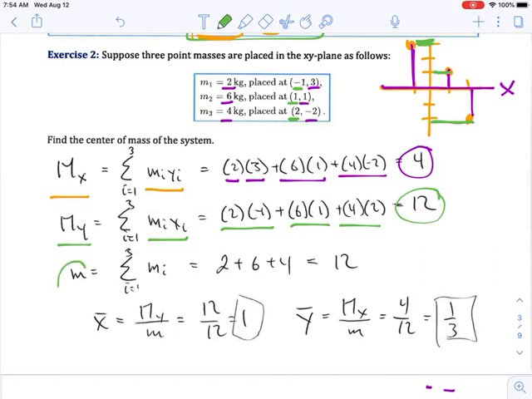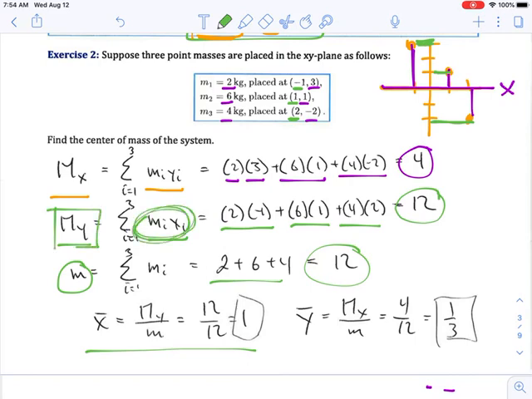The sum of the masses is 12. And then to find the x-coordinate of the center of mass, we simply take m sub y. Again, remember that's backwards. m sub y, because remember, m sub y right here, we're working with the x-coordinates, right? So if we want to find the x-coordinate of the center of mass, we have to use the calculations where we're using the x-coordinates. That was m sub y. And so we end up with 1.